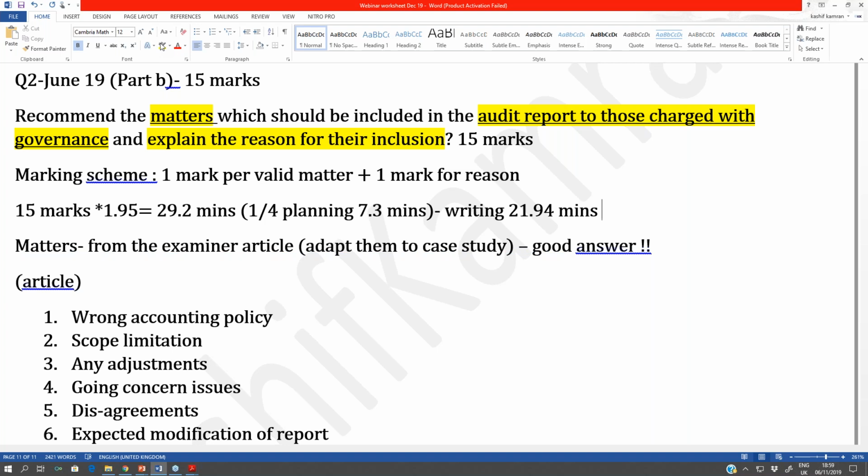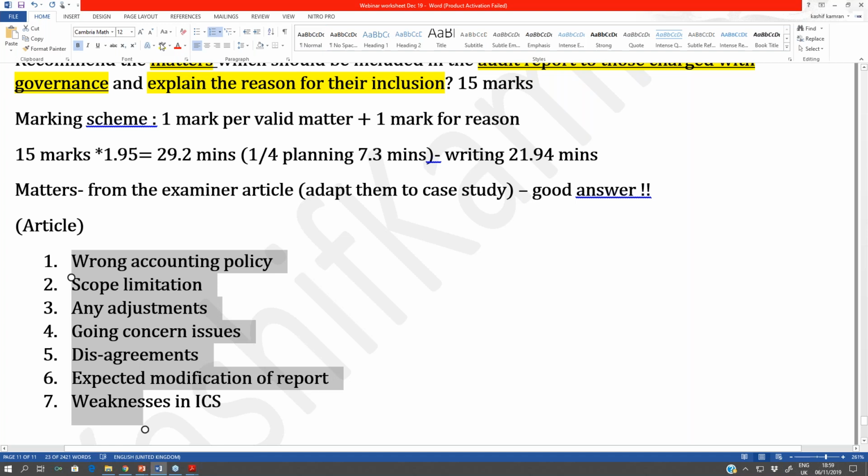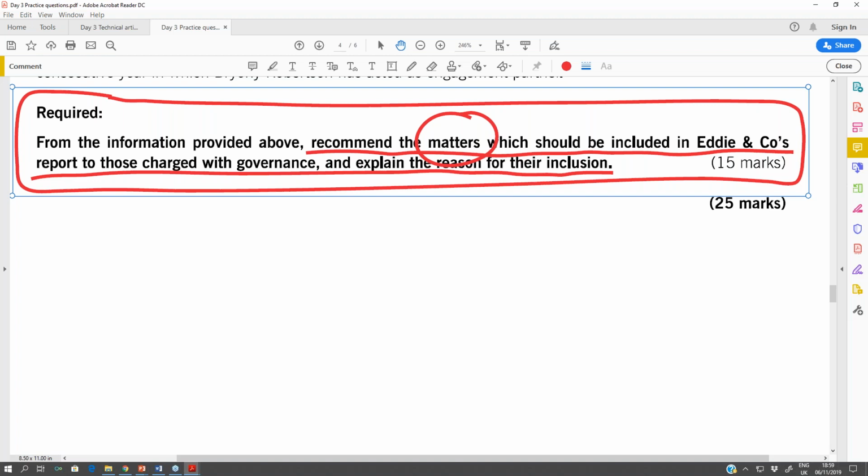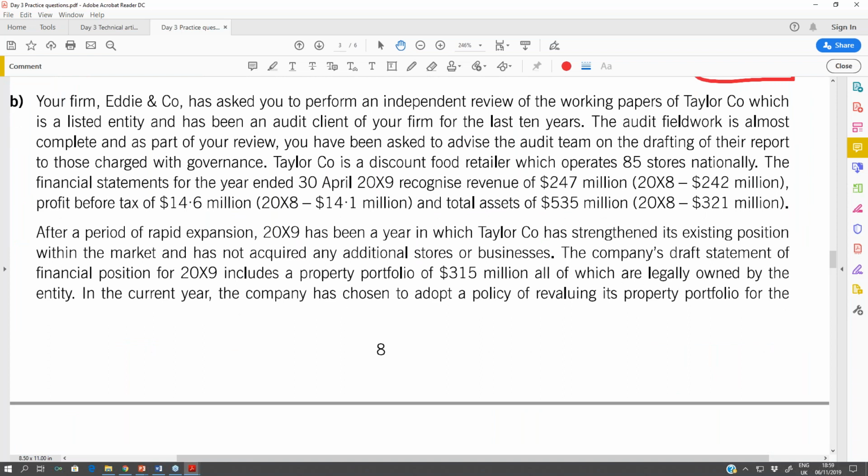To link the article with the case study, let's read the case study. Let's identify what the matters are within the case study and how close they are to the article written by the examiner. So is everyone sound on the article, and has this encouraged you to read this article? Such an important article, right? Now let's read the case and see what matters we should be identifying and communicating to those charged with governance.